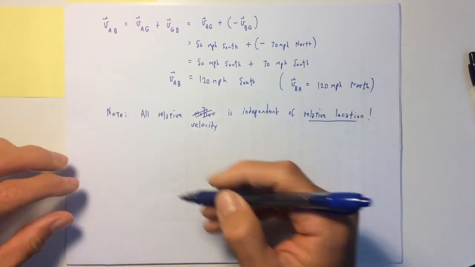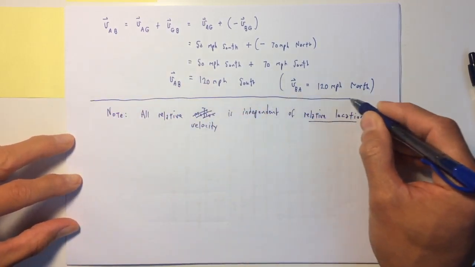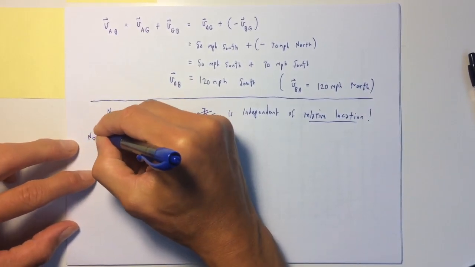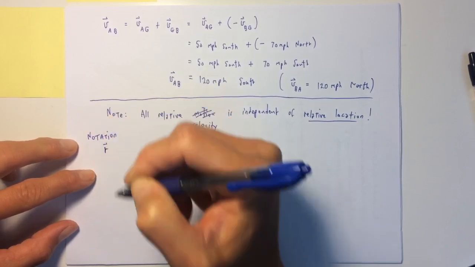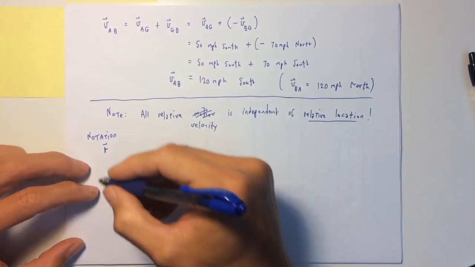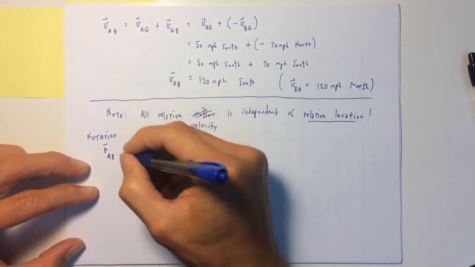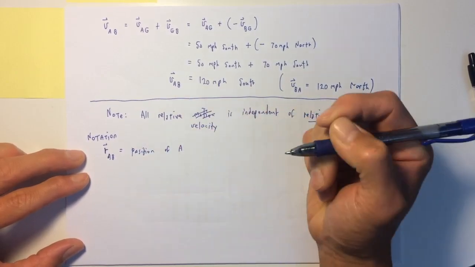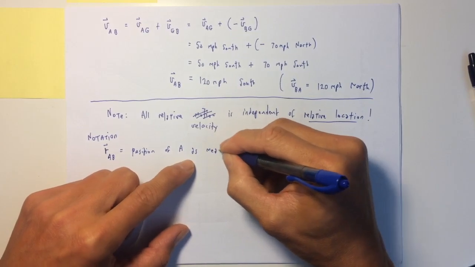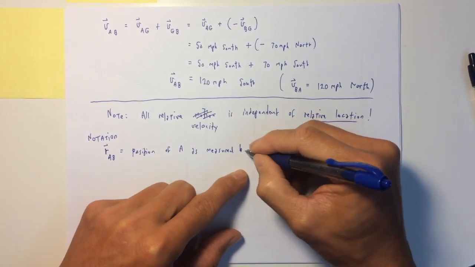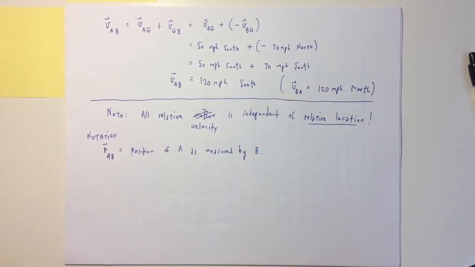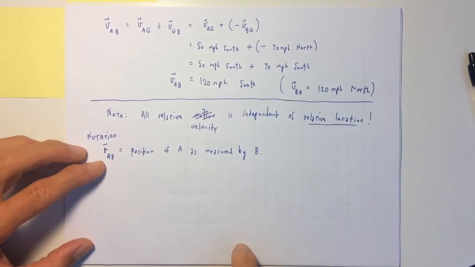So this is kind of a separate topic talking about relative location. This is a notation or an organization way of keeping track of what we're talking about. So this is a vector. It is the position of A as measured or relative to, as measured by car B, right? So this is what R sub AB stands for.